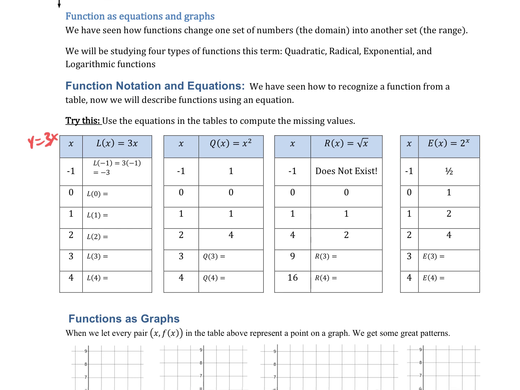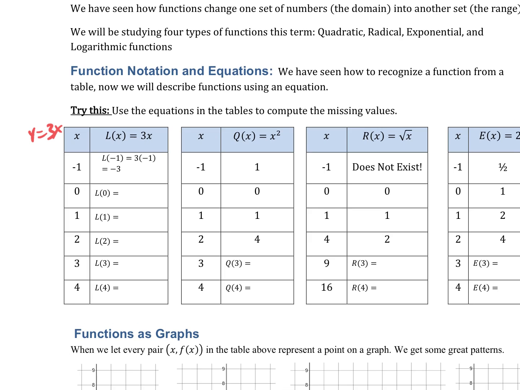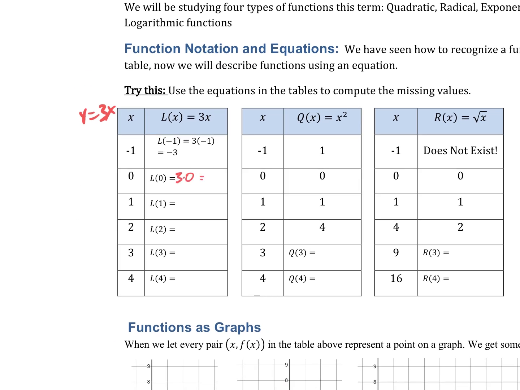So if we want x to be -1, we're looking for L of -1. In other words, we put -1 in here. What do we get? 3 times -1 is -3. If we plug in 0, we get 3 times 0, which is 0. If we plug in 1, we get 3 times 1, which is 3. 3 times 2 is 6. Plug in 3 for x, you get 3 times 3, which is 9. Plug in 4, we get 3 times 4, that's 12. So this is what we call a table of values.